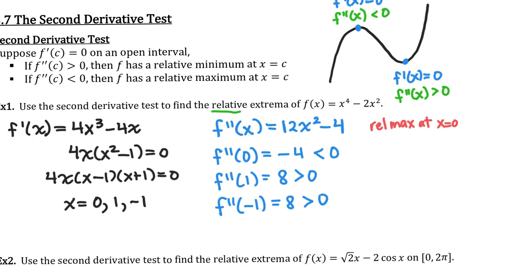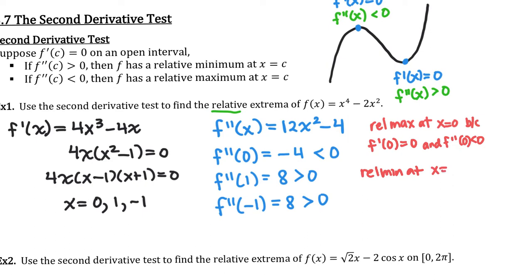Okay, because I need to give two reasons when I'm using the second derivative. The first reason is because f prime of 0 equaled 0. And the second reason is because the second derivative was negative. So f prime of 0 was equal to 0, and the second derivative of f at 0 was less than 0.